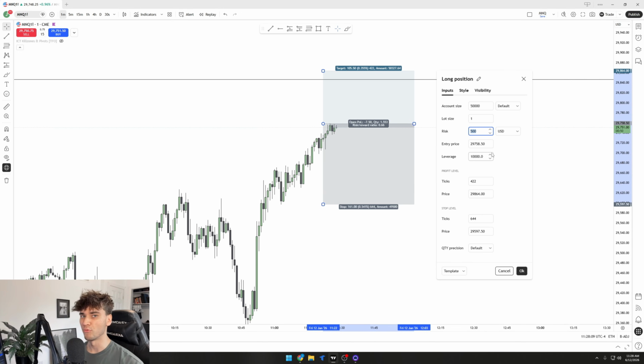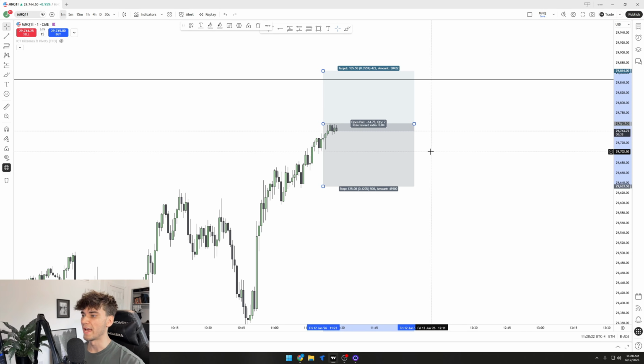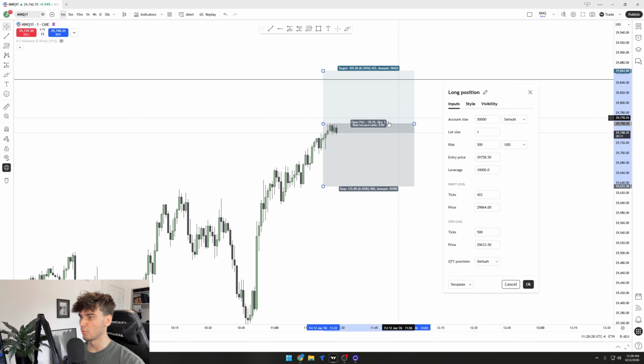Of course you can't trade 1.5 contracts, so you'd either have to round down or round up. For example, if we were to drag it and we wanted the stop loss right here, we would need to buy 2 contracts in order to risk $500. So how this math actually works is this right here is your entry point on the position tool, this line.